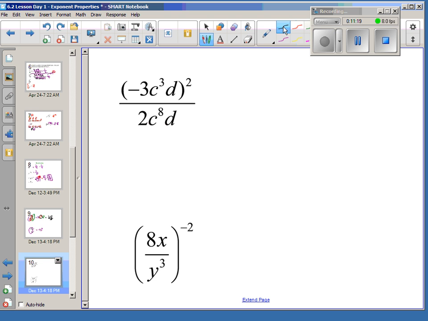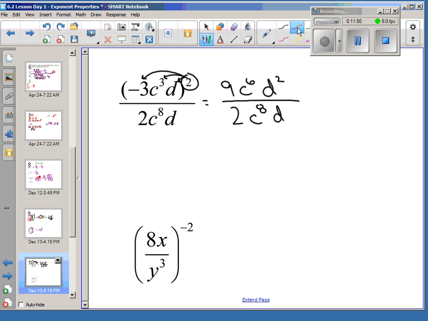First, let's start out and square this. So remember, if we have a squared, we have to distribute this to each one of our terms. So the denominator can stay the same, 2c to the 8th times d. First one we can do is negative 3 squared. Negative 3 squared is positive 9, so negative 3 times negative 3. c cubed, we multiply 2 times 3 here, we get c to the 8th. And then the last one we have d, and then we multiply that by 2, so d squared.